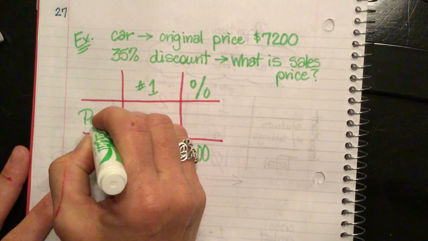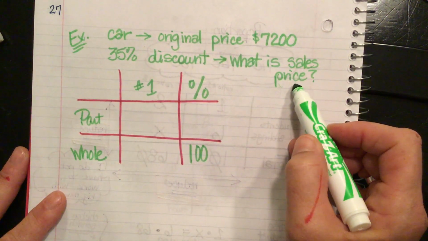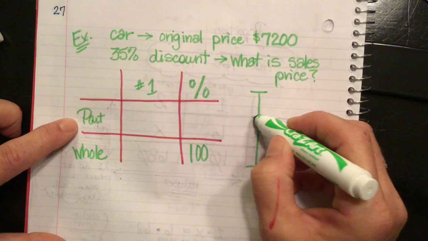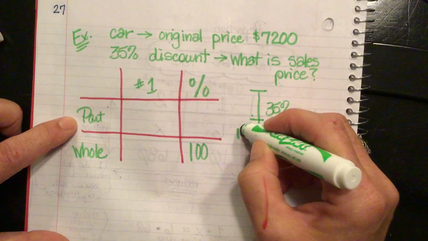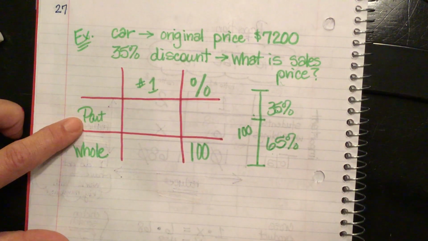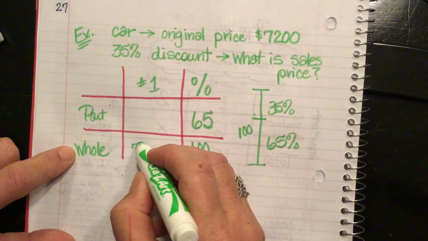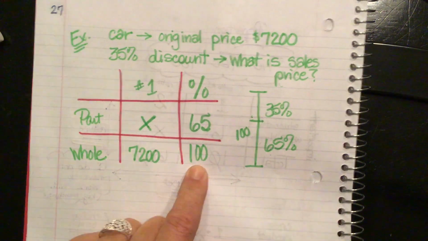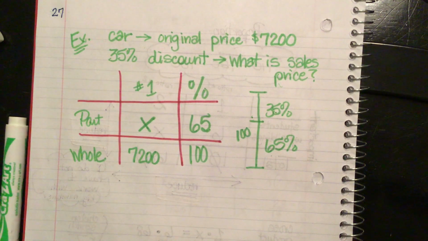Okay, so I'm looking for my part out of my whole, okay? And I'm looking for the sales price, okay? So if you remember, they had a 35% discount, and what adds up to 100? 35 plus what? 65. So if I'm looking for 65%, my original price was my whole, I'm looking for X. So the beauty of this is that the 100, you already know where to put that, and then it's just putting in the other 3.